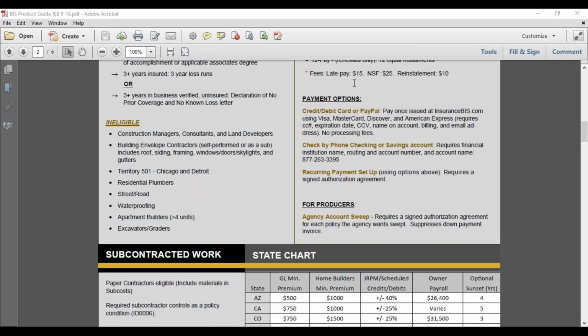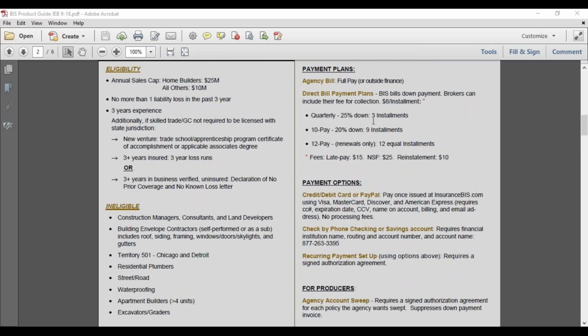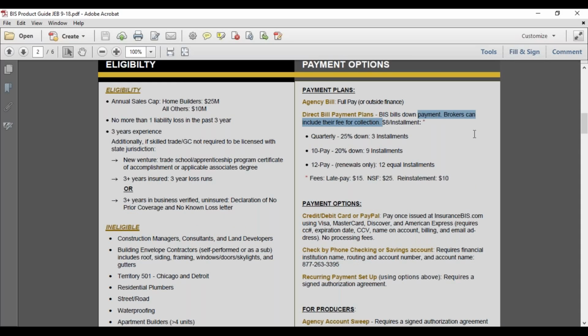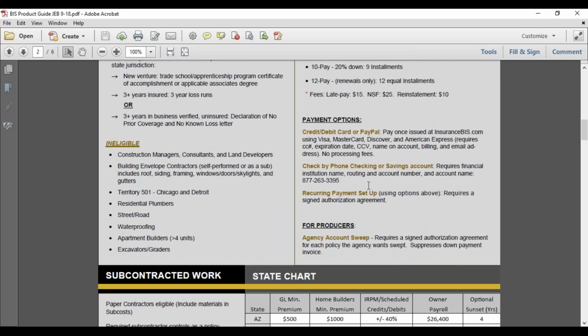I actually don't remember the installment fee. It's $8, it's right here. So we do have a fee of $8, but you can set up a recurring payment.